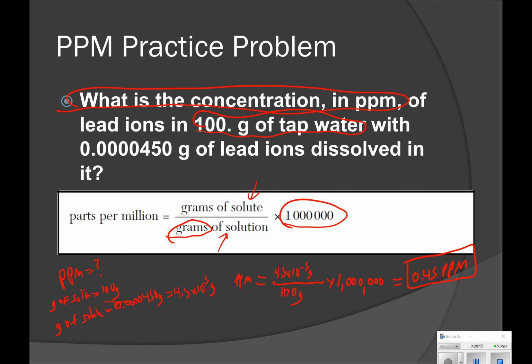So for every million particles in that tap water, let's say for every 1 million molecules, we have 0.45 molecules of lead. Which out of a million, if you had 45 cents out of $1 million, is pretty insignificant. These numbers get much higher than 10, 20, 30, 40 parts per million. That tends to be a rather large number.